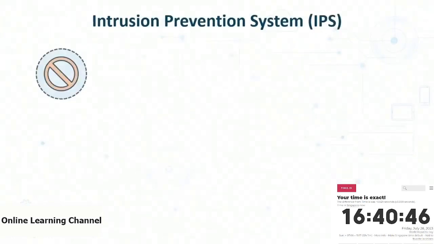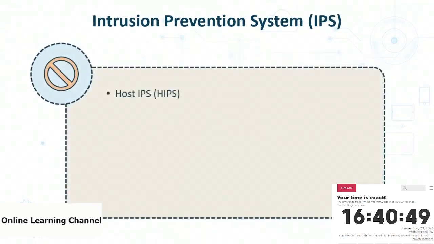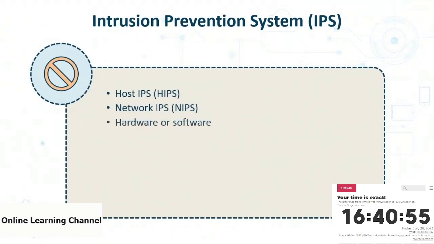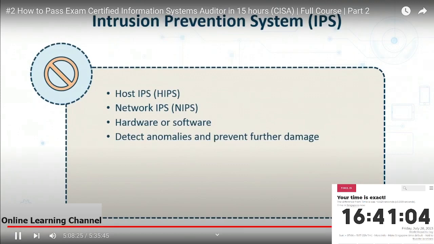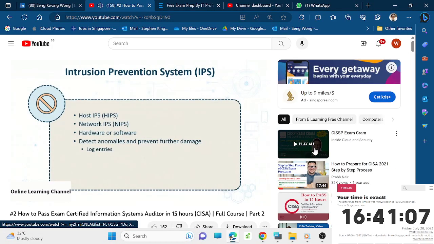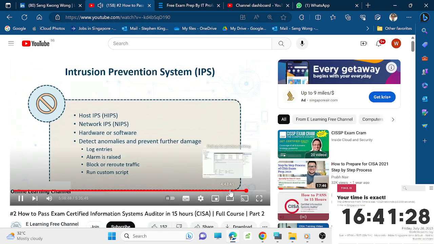Intrusion prevention systems, or IPSs, come in the form of host level and network level. They also come in hardware or software forms, just like intrusion detection systems. However, aside from simply detecting anomalies, they can also prevent further damage. So, it can log any anomalies, just like an intrusion detection system can. Based on our configuration, it can raise an alarm if it thinks a security incident has occurred or is in progress. But beyond an IDS, an IPS can also block or reroute traffic. It can run a custom script. Basically, it can be configured to take steps to contain a security incident that is currently in progress.